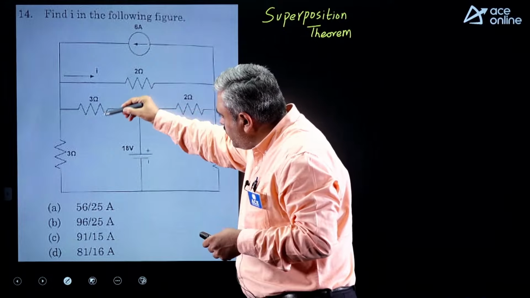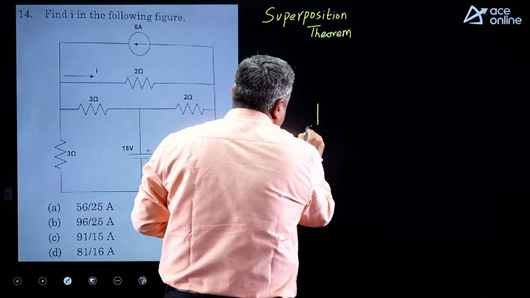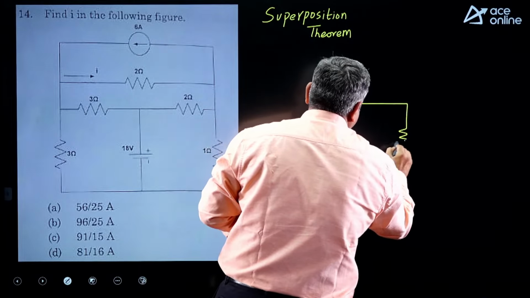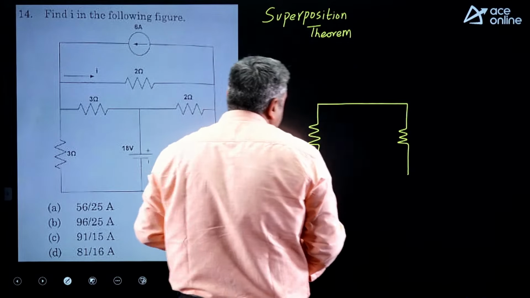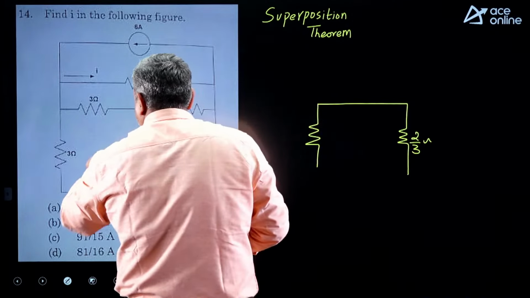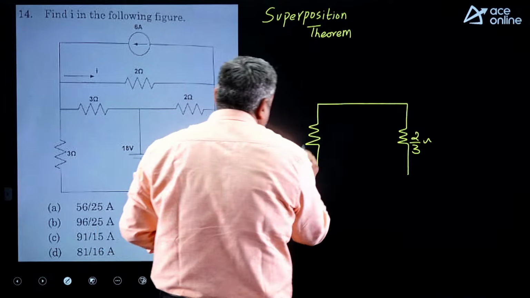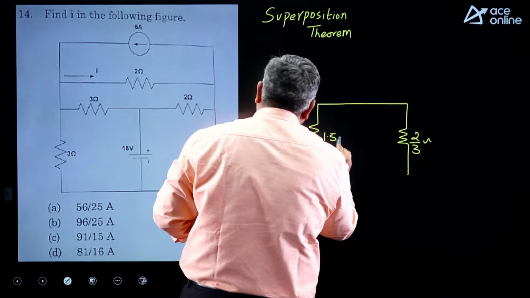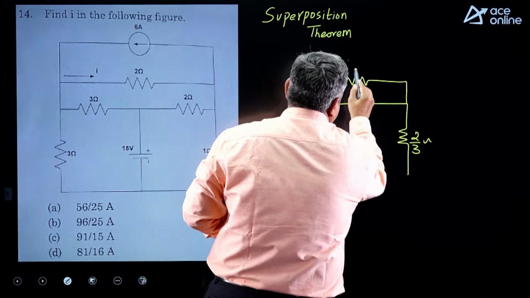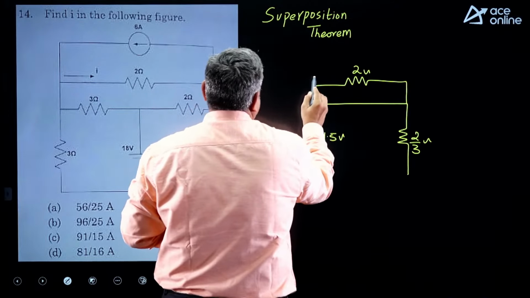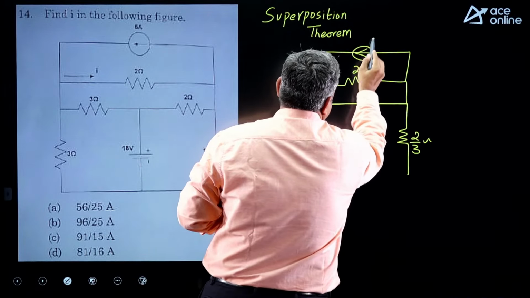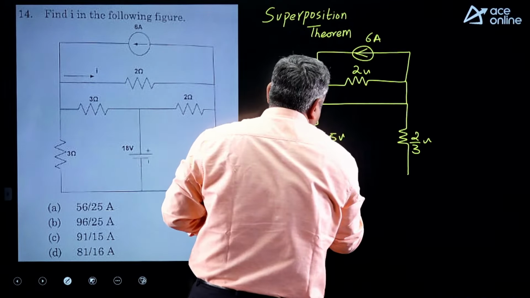The equivalent that you have here is this part of the circuit. When the voltage source is short circuited, this is what you will have. This 2 and 1 will be in parallel, so it becomes 2 by 3 ohms. And this 3 and 3 will come in parallel, so it will become 1.5 ohms. Then you have 2 ohms here, and across this there is a current source of 6 amps. So this is your final simplified circuit when you keep only the current source.